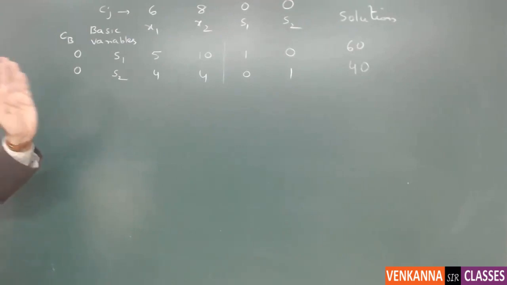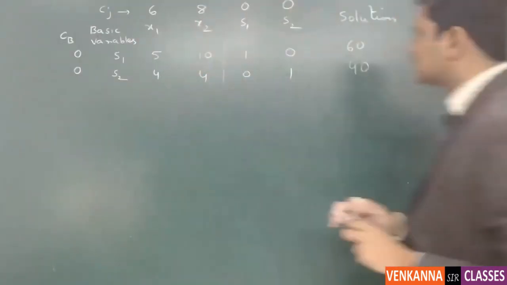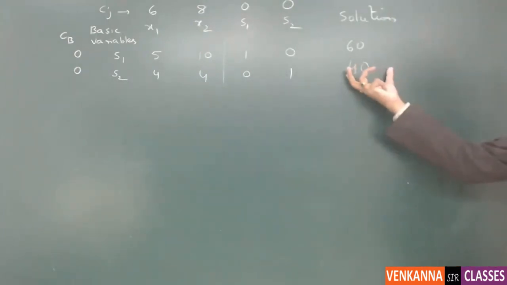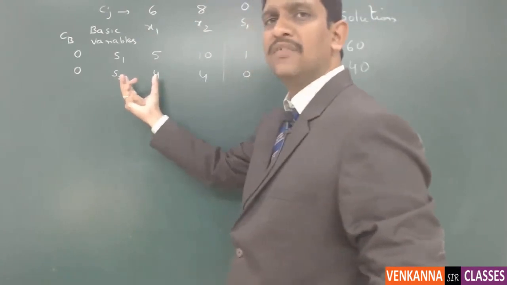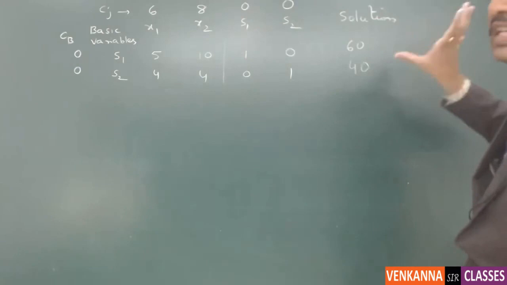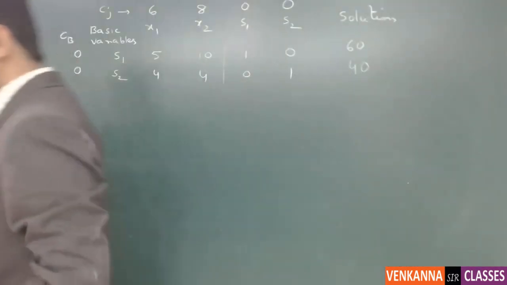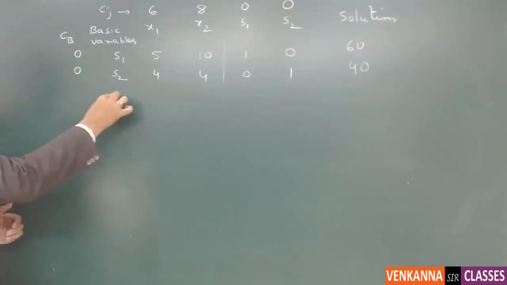Different textbooks will have different forms. The tabular form is fixed. Maybe apart from writing the solution here, they will write it elsewhere. That may be the difference. But every table contains these columns. That is fixed. Fine. Now let us calculate the profit, that is Zj.